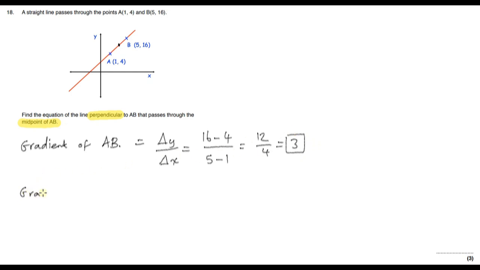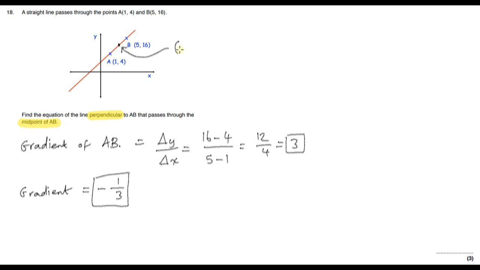Therefore, the gradient of the line we're looking for, the one that's perpendicular to this, is the negative reciprocal of 3. So it's going to be negative 1/3. So that is the gradient of our line. And now we need to know what the y-intercept is. Well, we know one of the points on the line is the midpoint. So let's calculate what that point is. So what are the coordinates of this point? Well, it's going to be the midpoint.